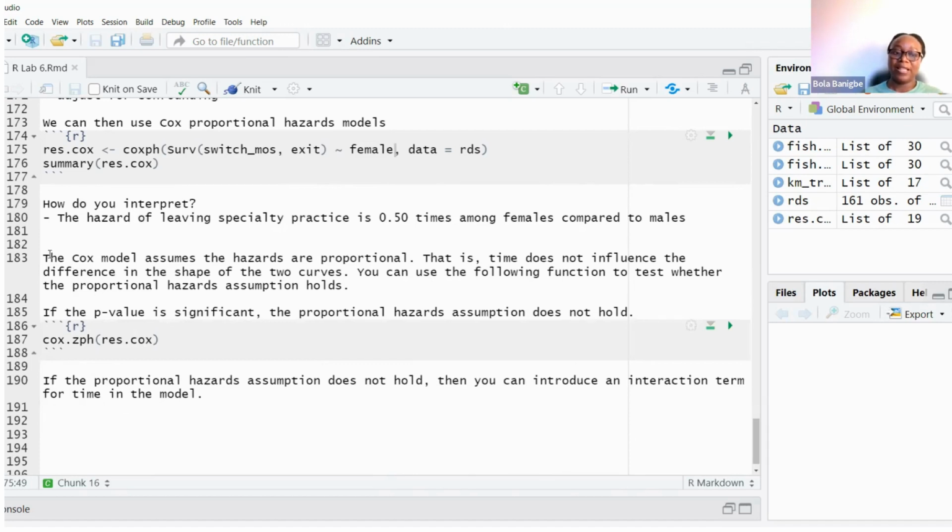So it's in the name of this model. It's called the Cox proportional hazards model. Hazards model basically means that, and proportional means that at every point in time, the hazard ratios are the same. Time does not influence the difference in the shape of the curve. So how long people have spent in medical practice, for instance, does not influence their probability to drop out of practice.